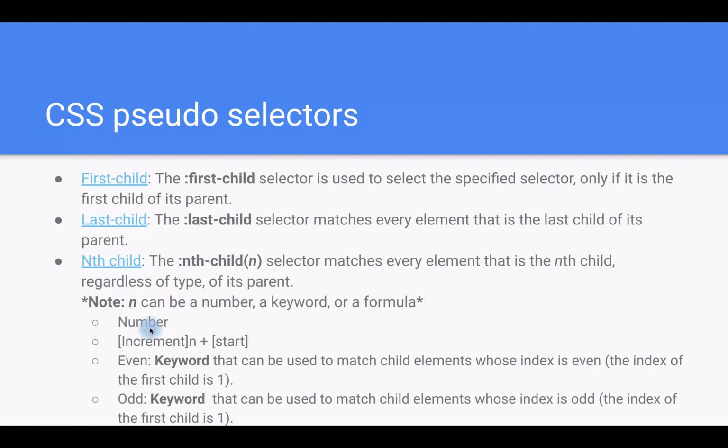So it follows, we have a number, increment n, and start. Even, a keyword, can be used to match elements whose index is even, the index of the first child being 1. We have odd. So if it's odd, a keyword can be used to match elements whose index is odd, and the index of the first child is 1. Let's look at these examples.